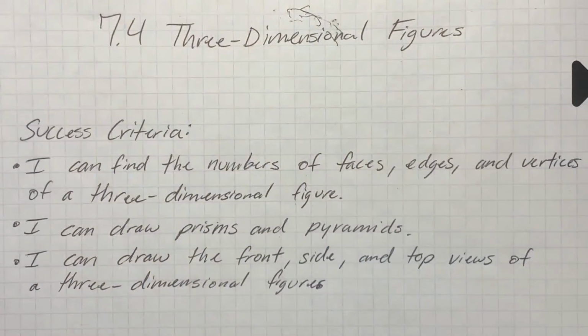All right, 7.4 three-dimensional figures. Our success criteria is that we're going to be able to find numbers of faces, edges, and vertices of three-dimensional figures. We're also going to be able to draw prisms and pyramids, and to draw the front, side, and top views of a three-dimensional figure.